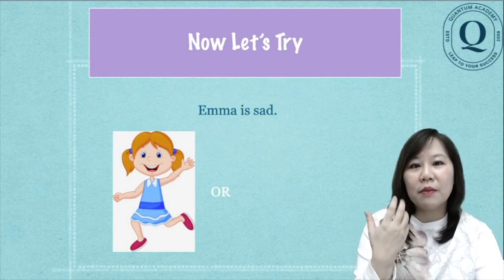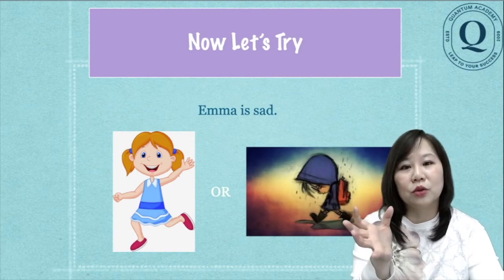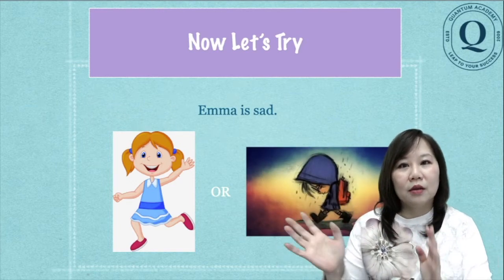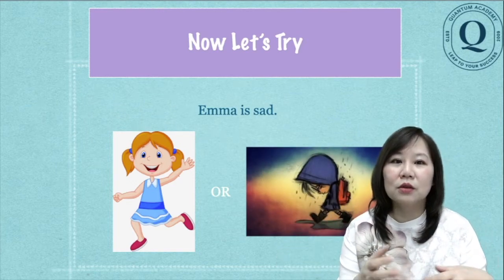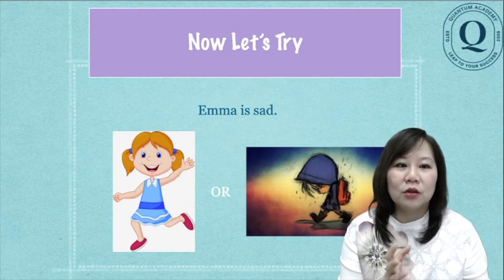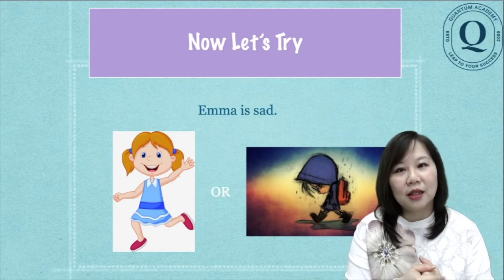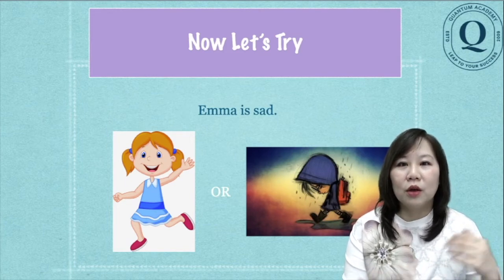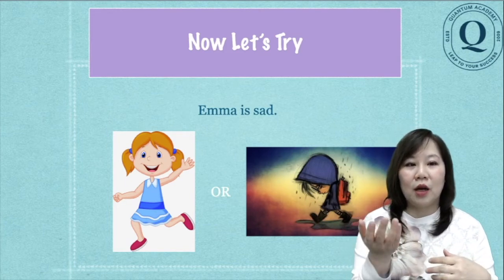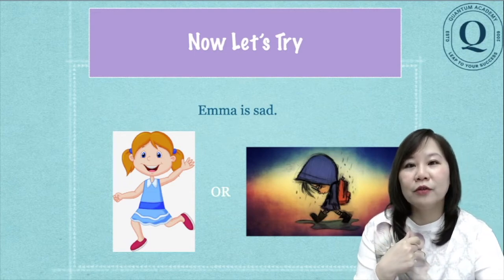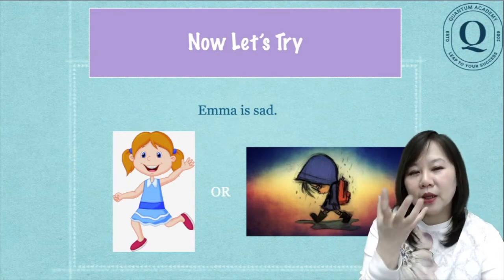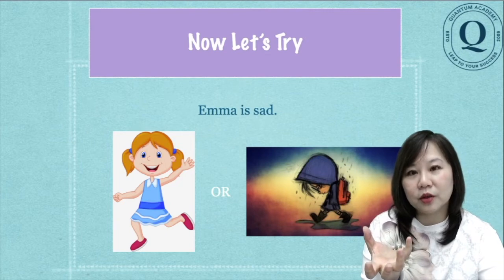So when you see Emma is sad, think about what kind of picture you would see. Would you see a little happy girl, a smiling girl, or would you see a girl with shoulders down, head down, looking a bit sad and depressed? So probably we're going to go with the picture on the right here, for Emma is sad. So that would be the image you want to create for your readers.